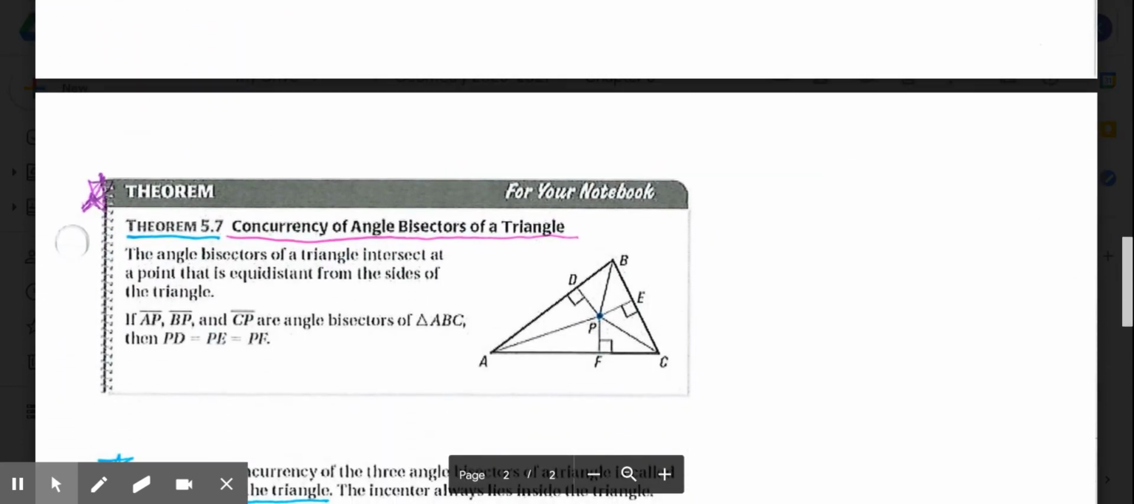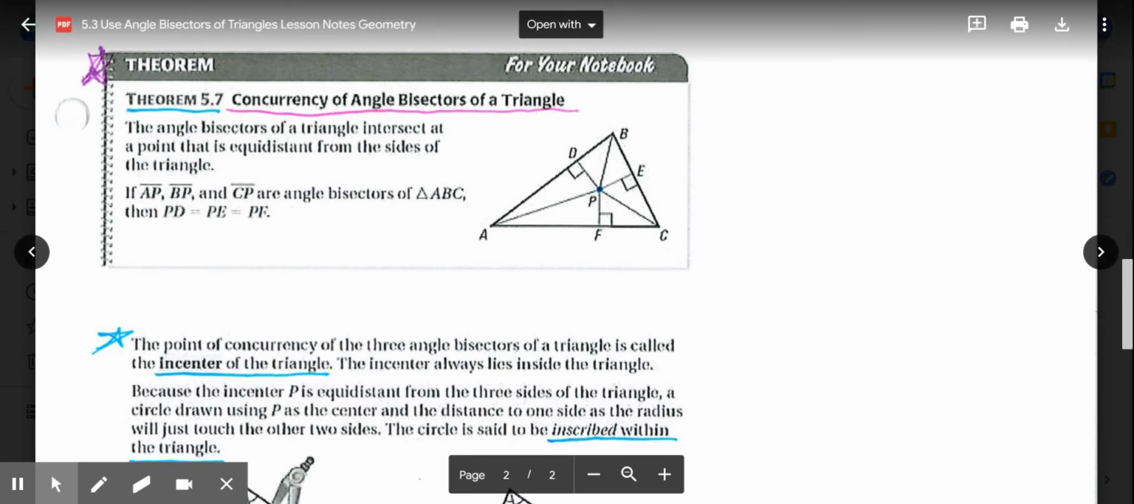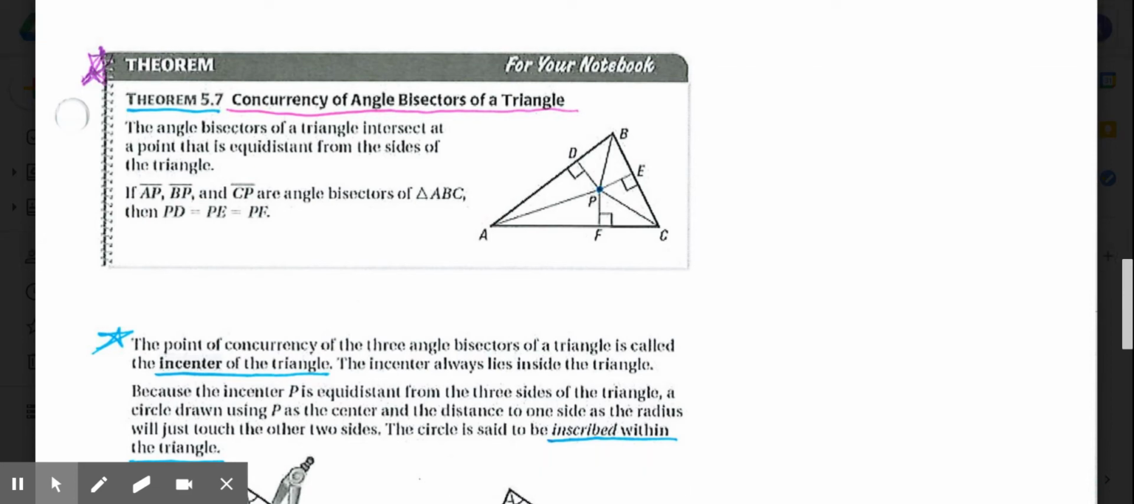Then we get into our third theorem for today. The third theorem, 5.7, is known as concurrency of angle bisectors of a triangle. And in our last lesson, we looked at concurrency of perpendicular bisectors, which met at a point called the circumcenter, in which we could draw a circle that the triangle fits inside of.